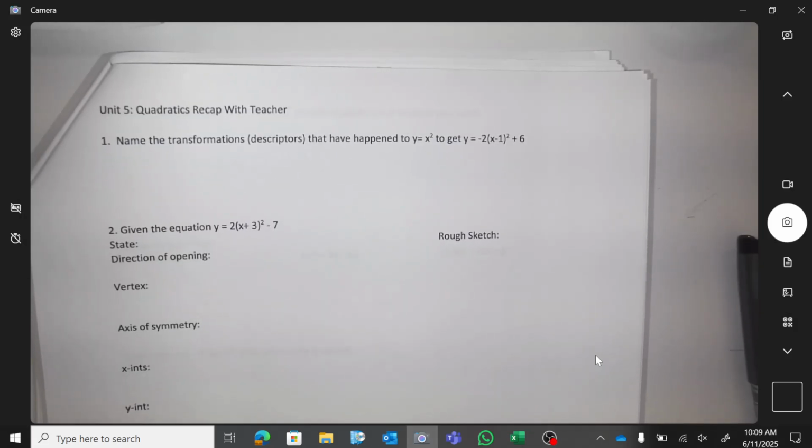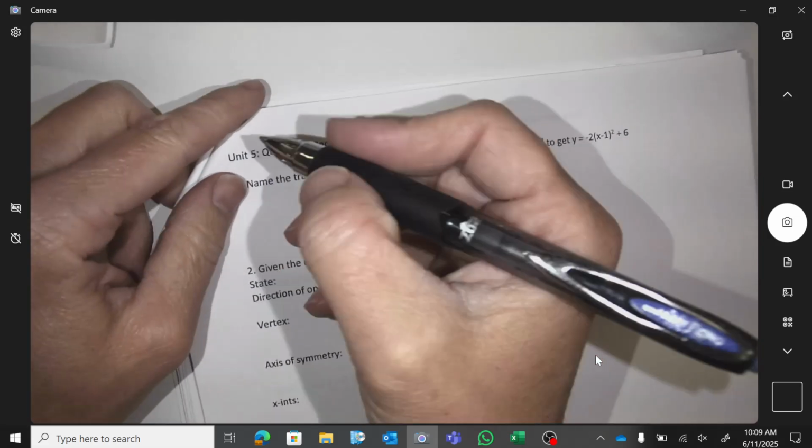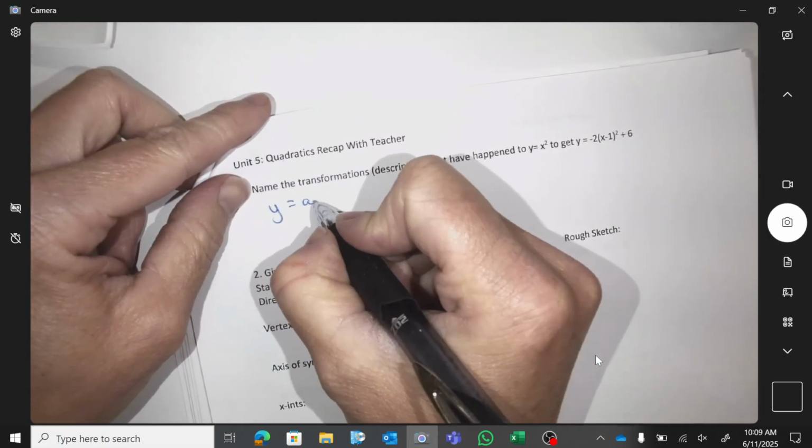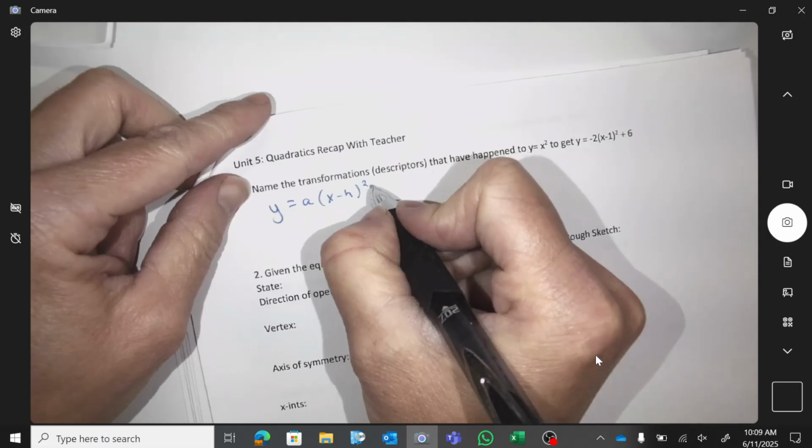Okay, transformations. This is what I would write on my cheat sheet. Y equals a(x minus h) squared plus k.